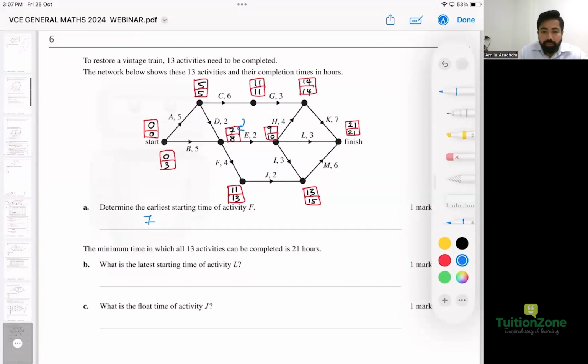And then the minimum time in which all 13 activities can be completed is 21. So we know that. We found that. That's confirmed. And then what is the latest starting time for activity L? As you think, get the answer, then we'll double check it. So ask for the LST for L. Let's see where's the L. L is here.